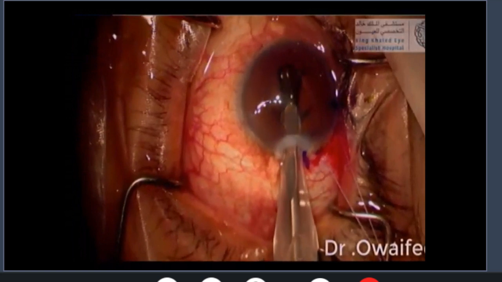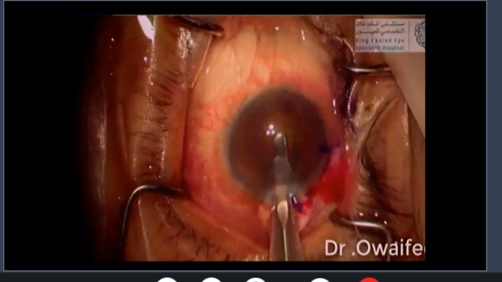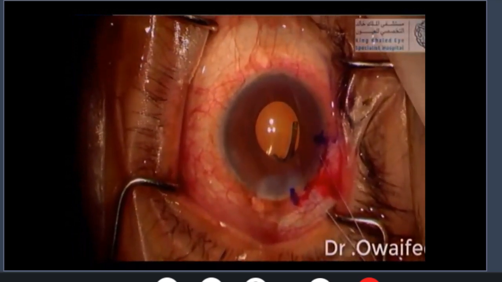I edited out the phaco part. I don't want you to see how horrible of a phaco surgeon I am. So after you insert your lens, you go back to your tube and insert it.